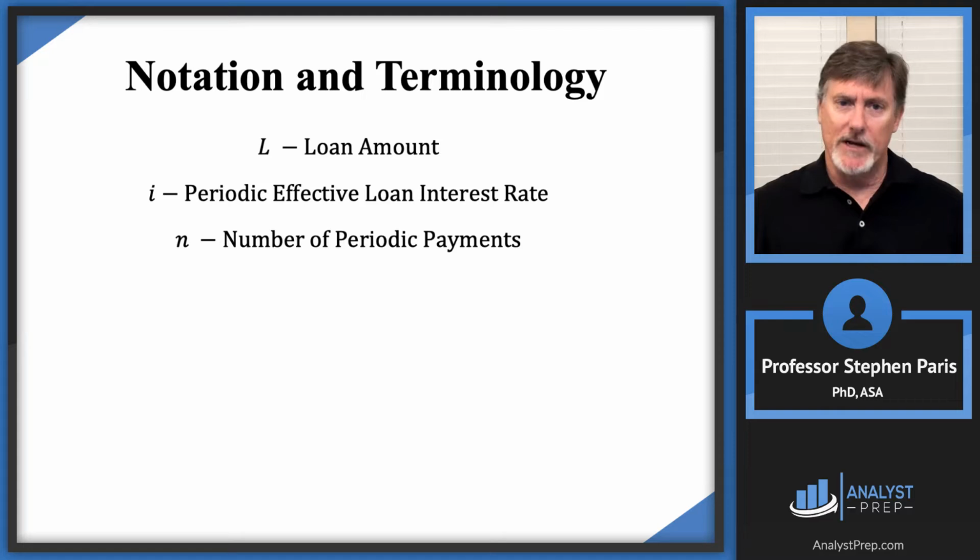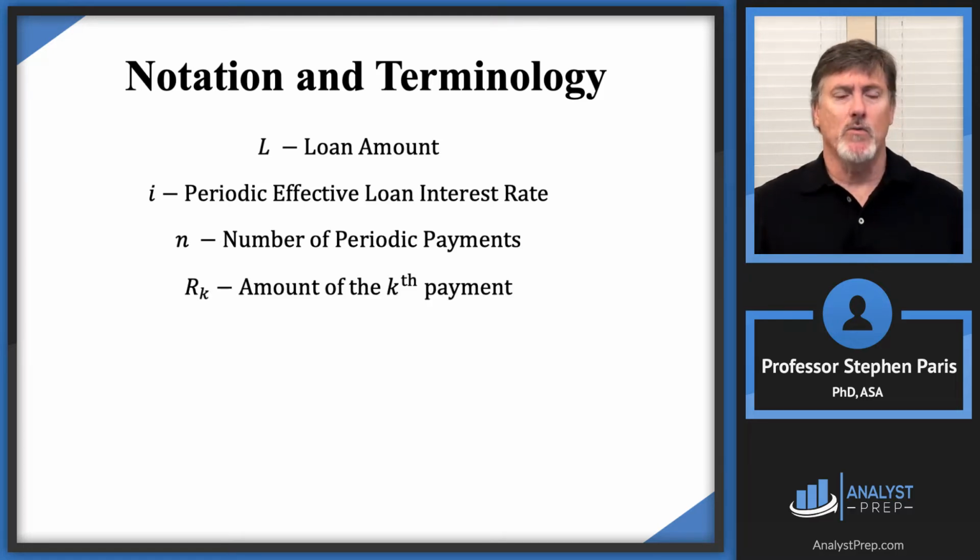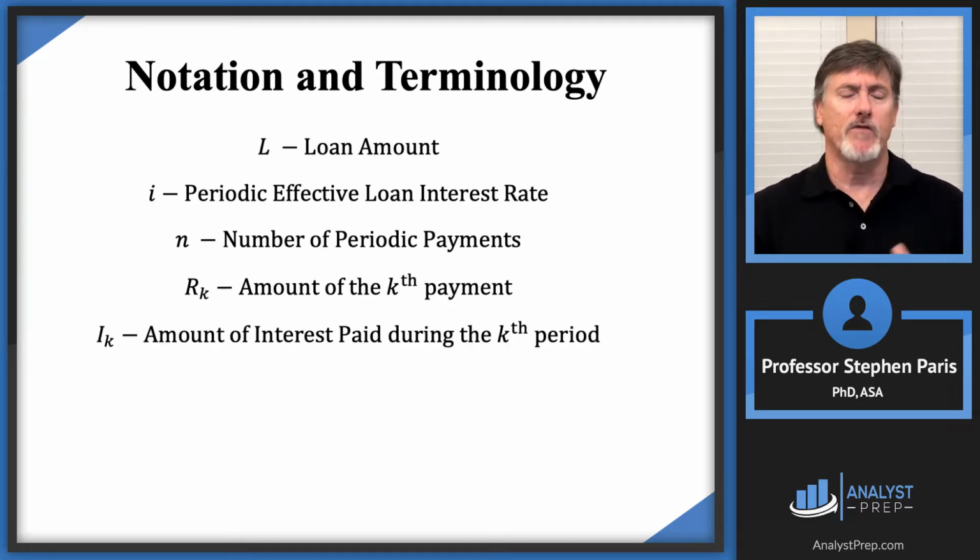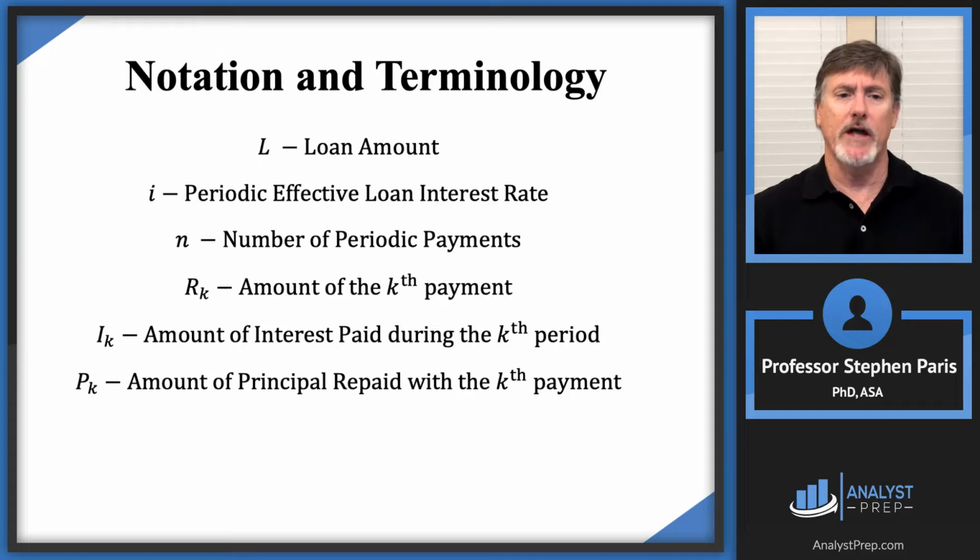And now let's talk about some of the payment amounts. We'll use a cap R sub K as the amount of the kth payment. Cap R sub 1 would be the amount of the first payment. Cap R sub 2, the amount of the second payment, and so forth. And now we're going to get into a couple of symbols. We're going to think of that payment as being separated into two parts. First, the amount of interest paid during the kth period. And then the amount of principal repaid with the kth payment.